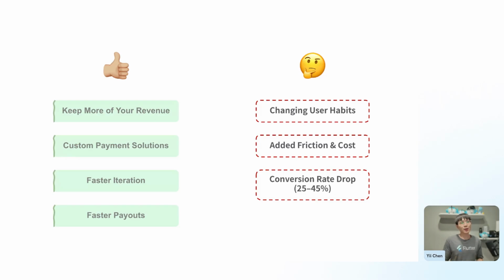Finally, let's talk numbers. RevenueCat ran an A/B test and found that using external payments led to a 25% to 45% drop in conversion rate. And that's not even counting the cost of setting up and maintaining your own payment system. So while external payment gives us more freedom, it also comes with trade-offs you will need to carefully weigh.